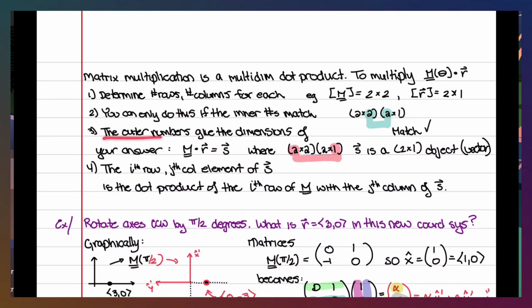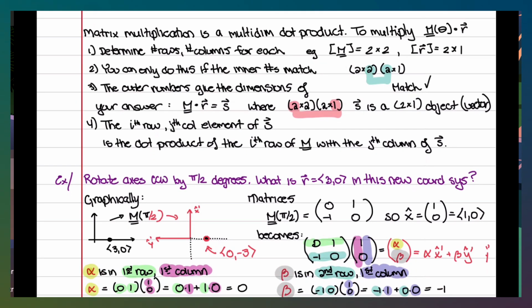Then it turns out that the outer numbers give you the dimensions of the answer. So ultimately we're going to take R and multiply it by this matrix, and at the end of the day, get something back. That something is going to have the outer numbers, so it's going to have 2 rows and 1 column, i.e. it's a vector. So the answer is also going to be a vector object. Inner numbers have to match to multiply, then the outer numbers tell you the dimensions of the result.